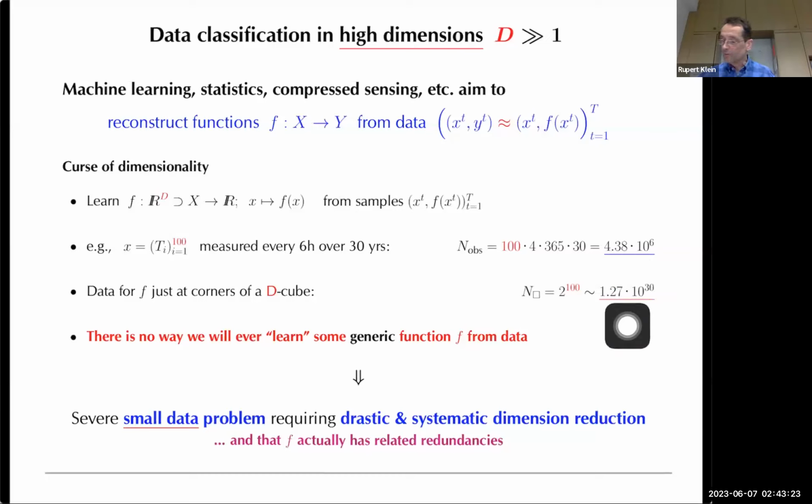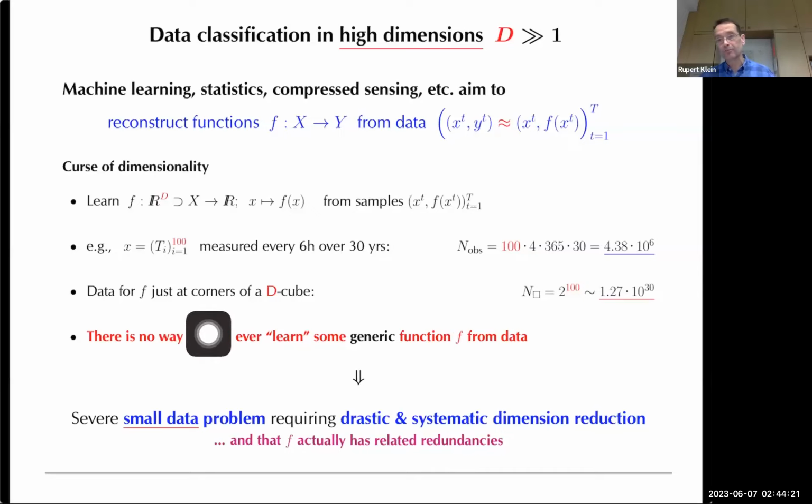Oops. So if you want to ever learn a function in 100 dimensions that's reasonably generic and really depends on 100 degrees of freedom, forget about it. We will not learn it ever because we can't even store that number on any computer. Okay, so how? If our machine learning technology does give us good approximations, as we can empirically see that they often do, some magic has to happen, which is that there is a drastic and systematic dimension reduction behind the scenes that we don't know about and don't see. But we will never learn a function in 100 dimensions that's reasonably generic.